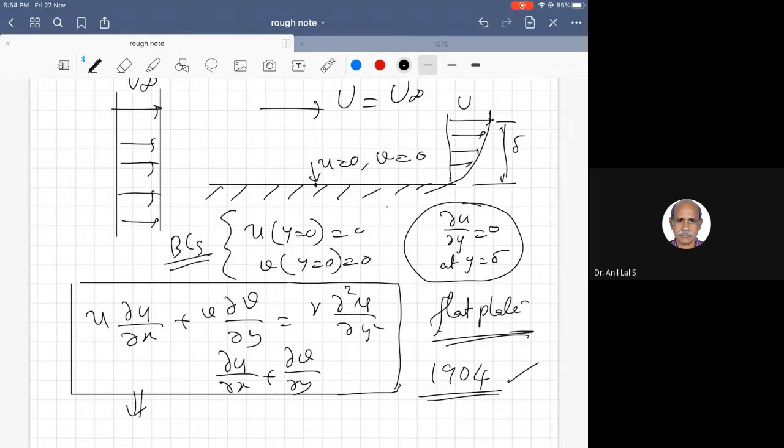So we'll see in the next lecture how Blasius has solved this problem of solving u and v over a flat plate boundary layer in the next class.